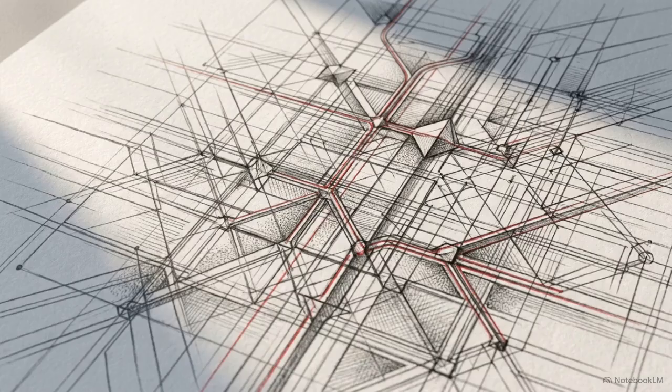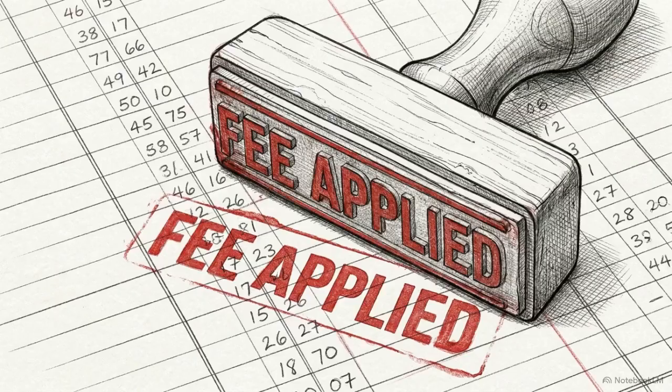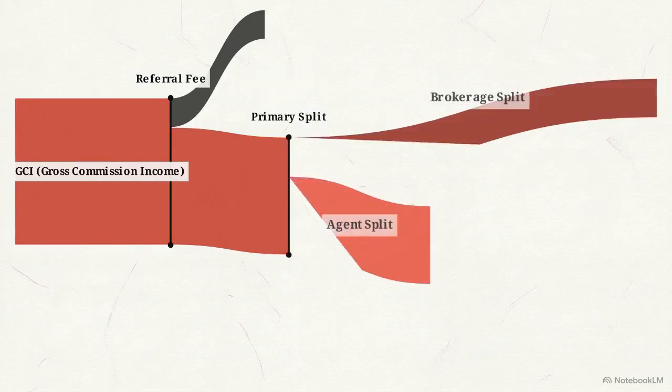While this looks like simple division, it creates a geometric expansion of data lines that must be tracked individually for every single transaction. Every time a brokerage adds a team structure, they permanently embed these complex pathways into their operational burden. These percentages are further modified by external constraints that disrupt the standard split. Referral fees are the first modifier. These must be siphoned off before the GCI ever reaches the primary brokerage split.